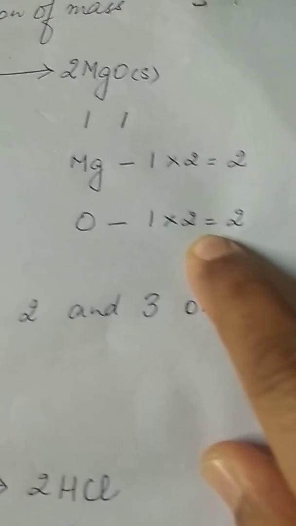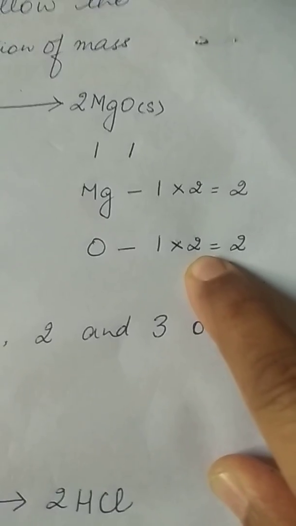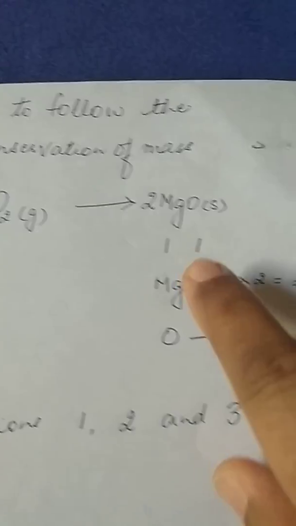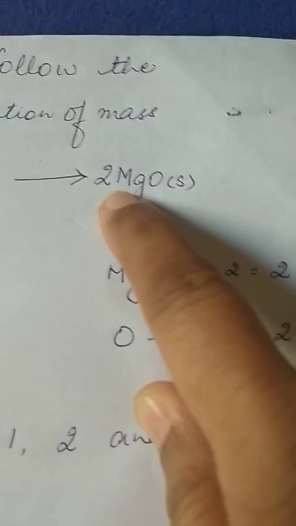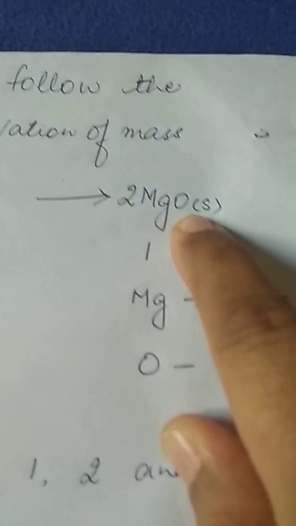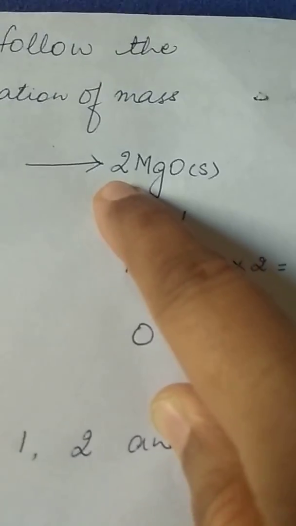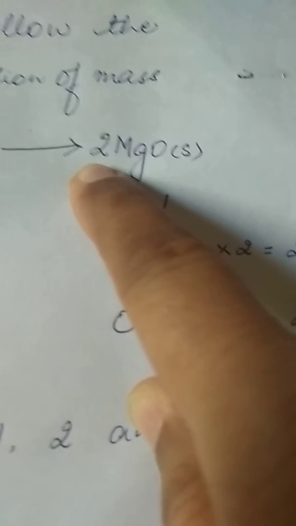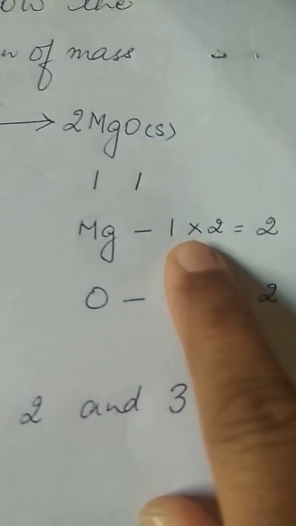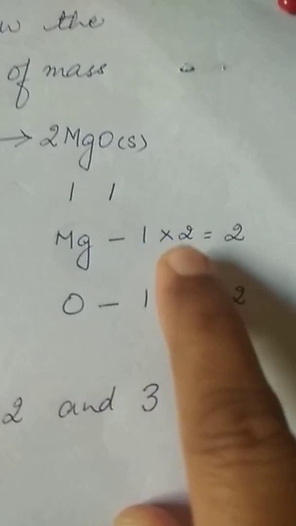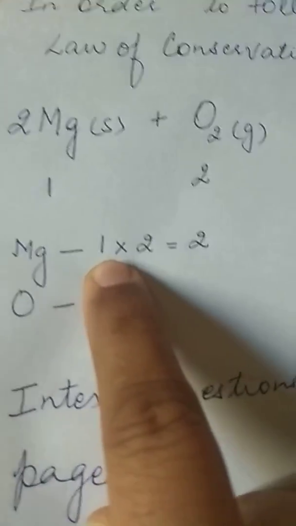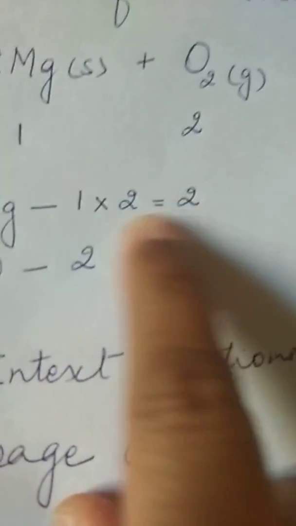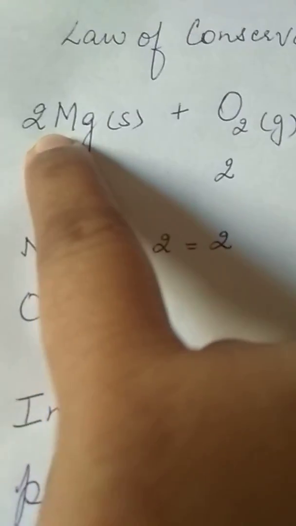Here oxygen is 2, and here in order to make it 2, we multiply by 2. But we cannot write 2 in between magnesium and oxygen, because then the formula will become different. That is why we have to place the 2 in front of the formula. Now when we do that, we've made magnesium also 2. Now here then magnesium was 1.